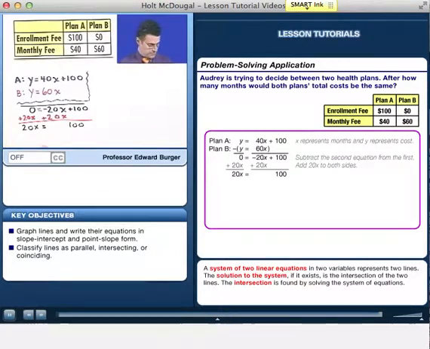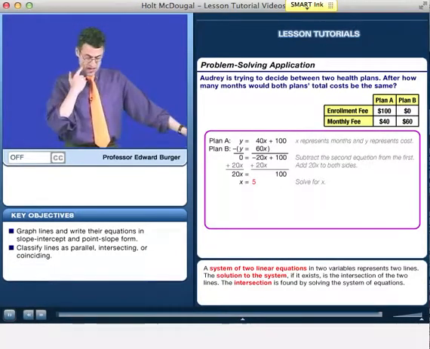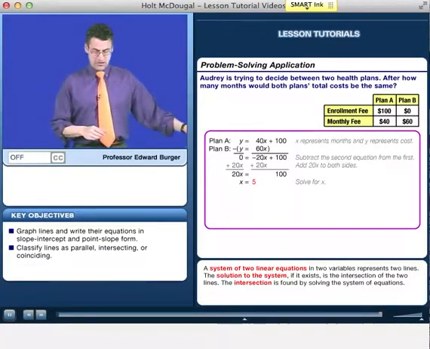And now I can divide both sides by 20, and I see x equals 5. The units here, by the way, are months. So 5 months is the break-even point. That means that if I were to enroll in Plan A, 5 months later, the amount I would actually spend would be equal to the amount I would spend if I were going into Plan B. So there's the answer, and we can see that algebraically.